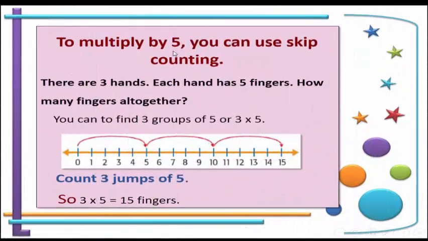To multiply by 5, you can use skip counting. There are 3 hands. Each hand has 5 fingers. How many fingers are there together? You can find 3 groups of 5, or 3 times 5. Count 3 jumps of 5. 1, 2, 3 jumps. Each one has 5. 1, 2, 3, 4, 5. So 3 times 5 equals 15 fingers.